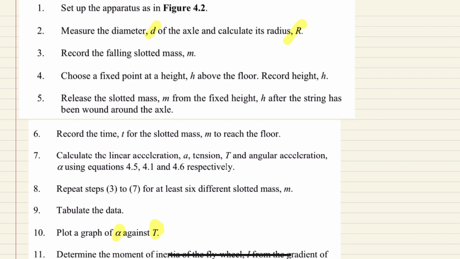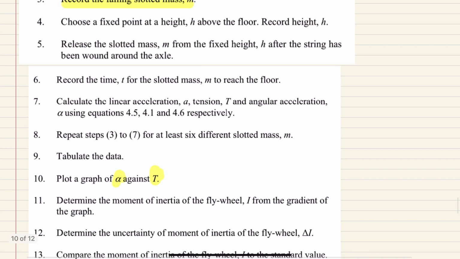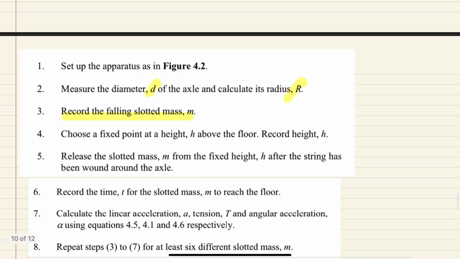So when you release, obviously it will fall down, and then record the falling slotted mass. Then choose a fixed point at a height H above the floor. Record height H. Release the slotted mass M from the fixed height, and then record the time.